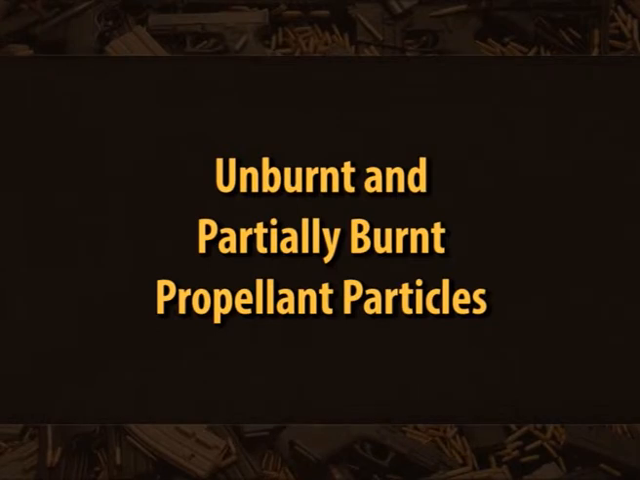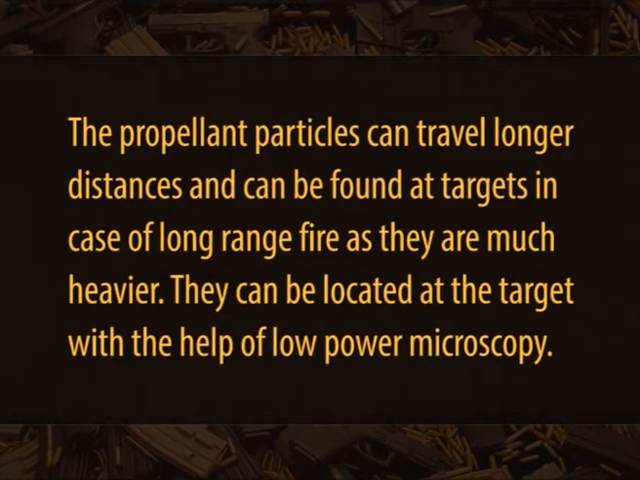Now comes the unburnt and partially burnt propellant particles. The propellant particles can travel longer distances and can be found at targets in case of long range fire as they are much heavier. They can be located at the target with the help of low power microscopy. For example, they can be located at a distance of 30 meters for a handgun and to over 40 meters for a rifle.